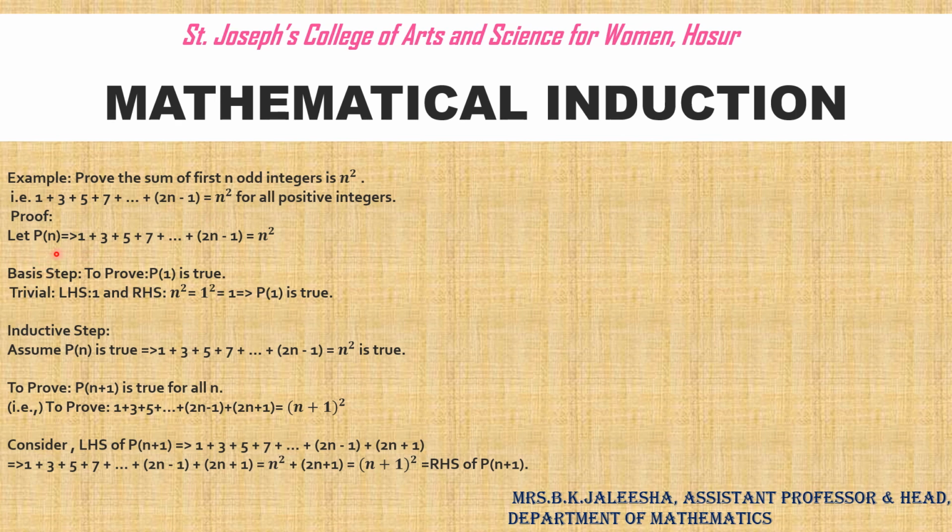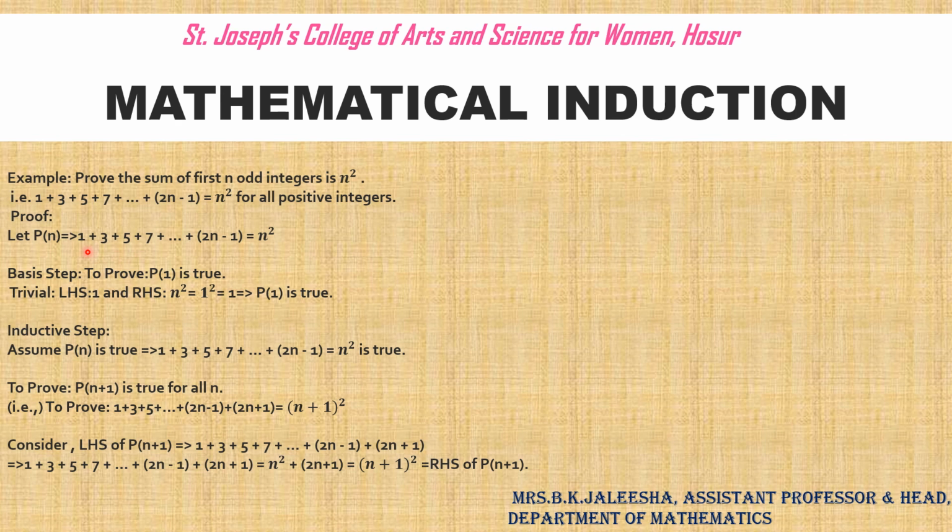For that statement we give the name P of n. The LHS value is 1 plus 3 plus and so on up to 2n minus 1, and the RHS value is n square. What about our basic step? We need to show that for n equal to 1 the given statement is true. Substituting n equal to 1 in the LHS of P of n, with 1 we have only the first term alone, so LHS is 1. What about the RHS? Here it is n square, and substituting n as 1, n square is equal to 1.